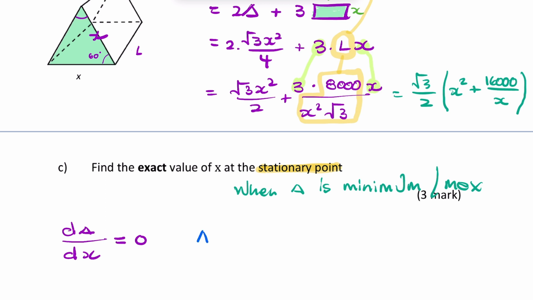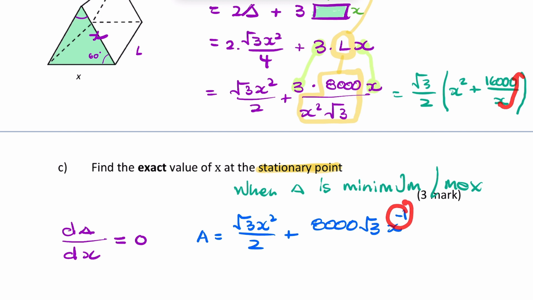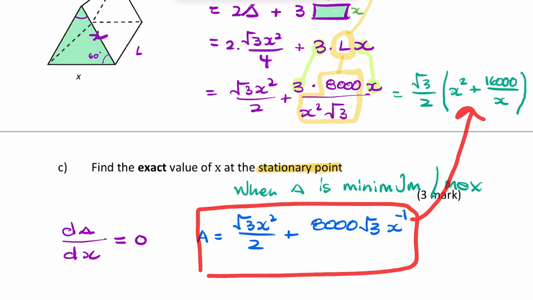Let's say A equals root 3 x squared over 2 plus 8,000 root 3 x to the minus 1. So I brought this up, and now that's my A. This is the same as that.